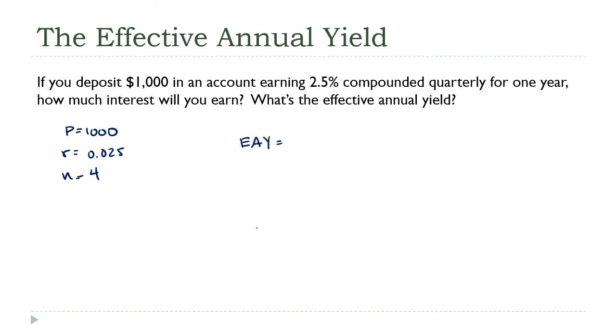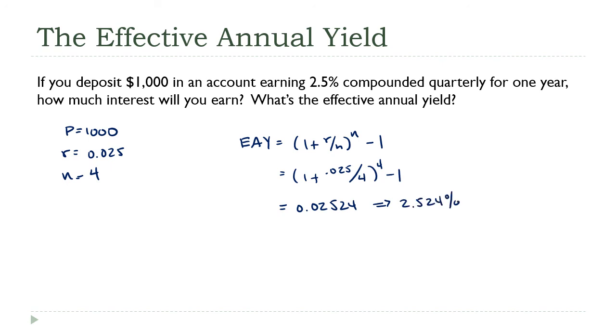All right, so let's do my formula. Effective annual yield, no P there, is (1 + r/n)^n minus 1. So this is (1 + 0.025/4)^4 minus 1. And now, if you get your calculator out, check me on this, and you put these numbers in, you should come out to 0.02524, which is the same as 2.524%. We do get the same result using our formula.